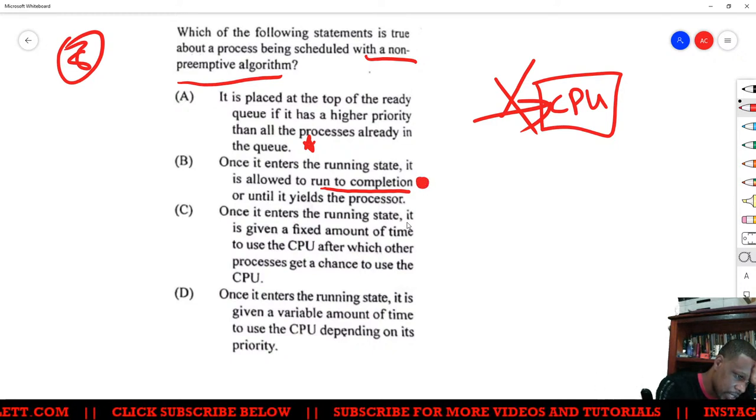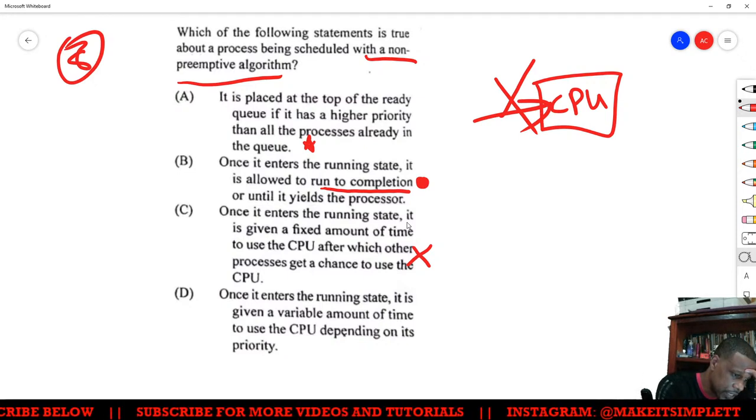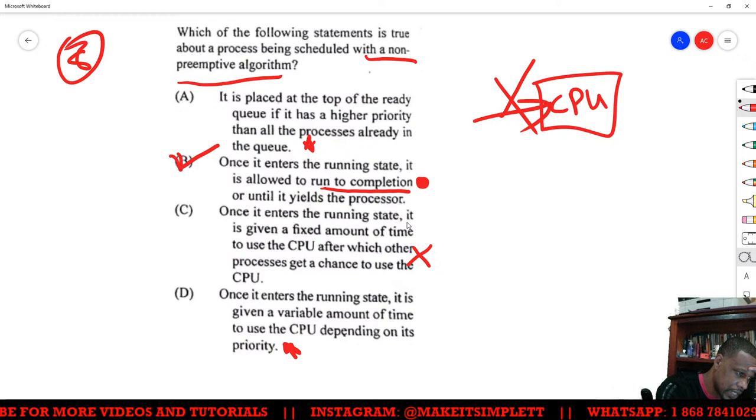Once it enters the running state, it's given a fixed amount of time, after which other processes get a chance. Nope, that is preemptive because you only have a certain amount of time before you get kicked out. Once it enters the running state, it is given a variable amount of time depending on priority. Nope, definitely not that. So we're looking at B as the answer here.